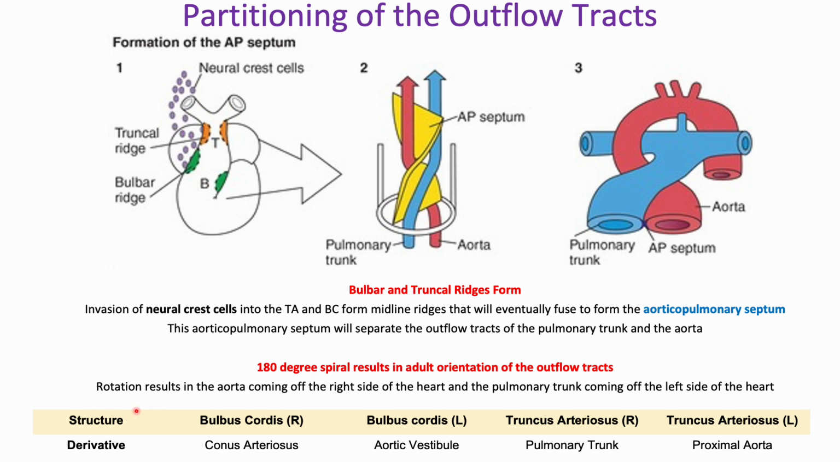Okay, and so thinking about the derivatives, we have the bulbus cordis on the right side giving rise to the conus arteriosus. That's that smooth region of the heart just before you transition from the ventricle into the pulmonary trunk. On the left side, the bulbus cordis is giving rise to the aortic vestibule. Again, that smooth region just before you enter into the aorta. And then the truncus arteriosus, really those proximal outflow tracts, giving rise on the right to the pulmonary trunk, and on the left giving rise to the proximal aorta. Okay, so again, partitioning the outflow tracts, we have the bulbar and truncal ridges forming from neuroectoderm invasion, forming a flat sheet that separates into right and left sides. We then need to have a 180-degree spiral in order to get the adult orientation that we would expect for the outflow tracts.